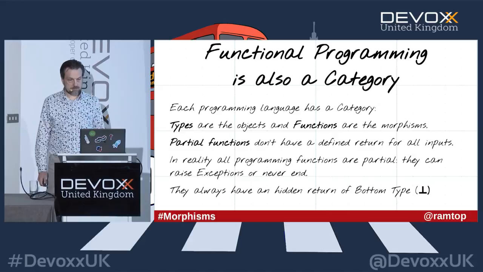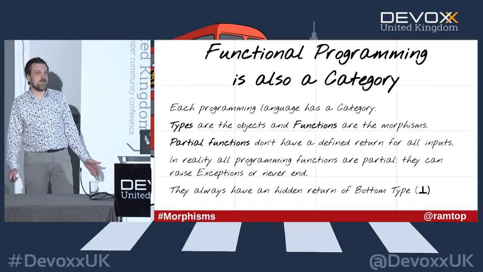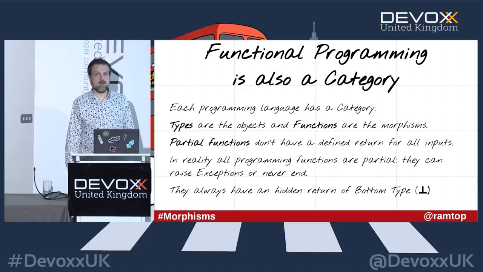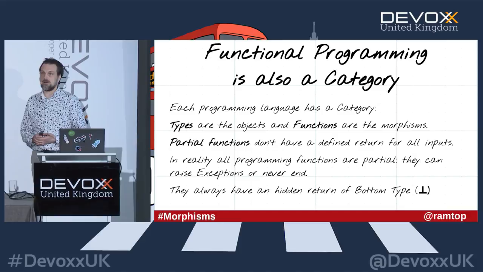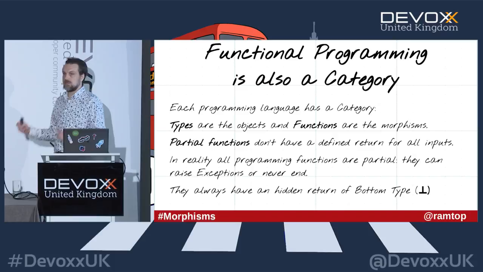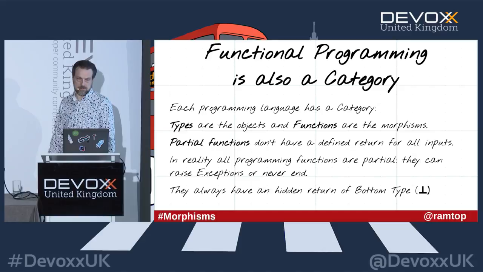And in reality, for a programming language, all the functions are partial functions, because there is always the possibility of an exception or the possibility of a program that never returns. So, this is just a bit technical, but when mathematicians talk about category in a programming language, they say that there is always a hidden possible return type, which is the function not returning anything. It's called the bottom type. But okay, let's forget about it.